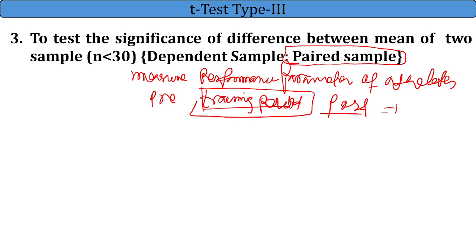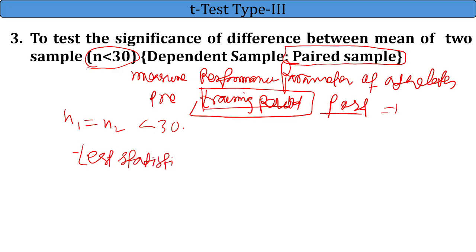Other than that, we'll have the same assumptions. The number of samples should be less than 30, and it should be a normal distribution in all. In that case, N1 is equal to N2, so it's automatically paired, and the sample size is less than 30. In this case, the test statistic will become t = d̄ / (S/√n).